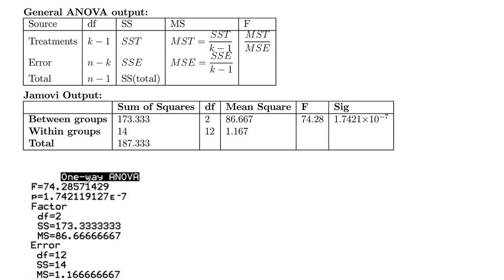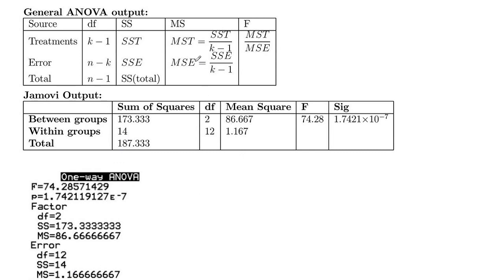And notice here, this is the output for the calculator, TI-84. So notice they've got factor here and error, so factor, treatment. So for factor, we've got degrees of freedom 2, sum of squares 173, and then the MS is mean square, so 173.33 right there, our mean square right here, and then degrees of freedom right here. And then for the error, which is the next row, we've got degrees of freedom 12 right there, sum of squares 14, and then mean square 1.16 right there.